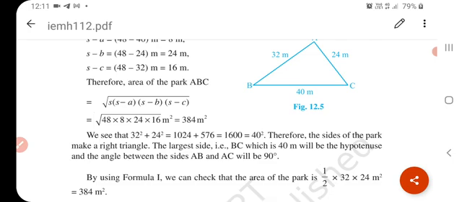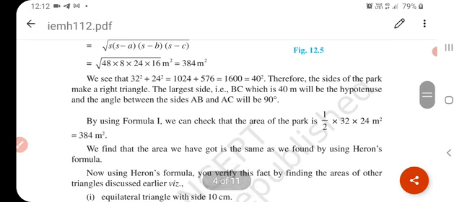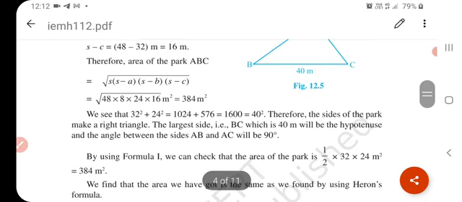Now here we can see that when we square the sides, the sum is equal to the square of the third side. That means the Pythagoras theorem is true, and if the Pythagoras theorem is true then the triangle is a right angle triangle. Now 1 by 2 into 32 into 24, our answer is 384 meter square. So see, both ways we get the same area.